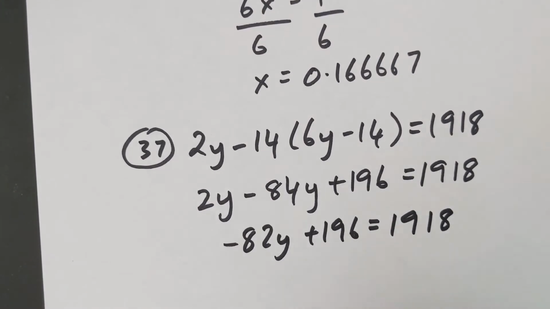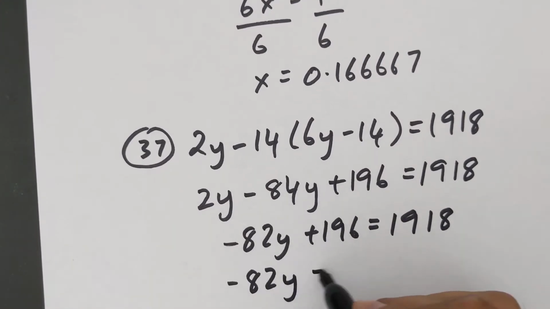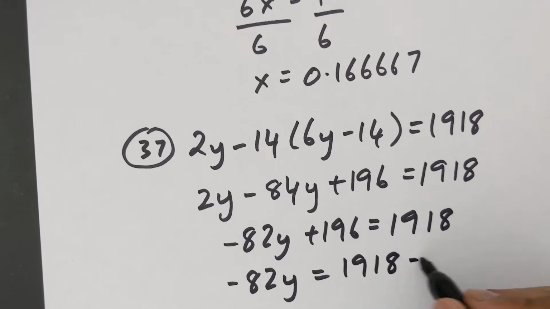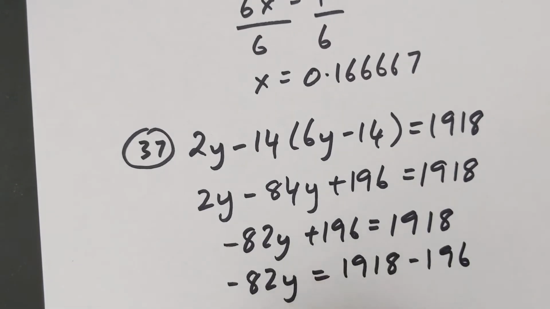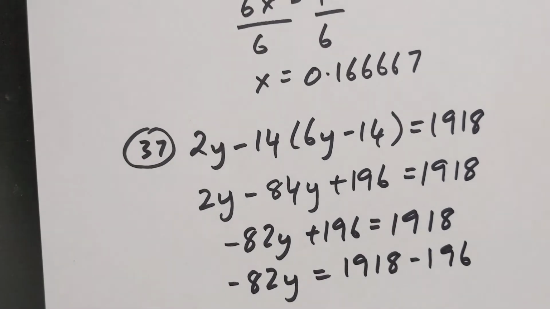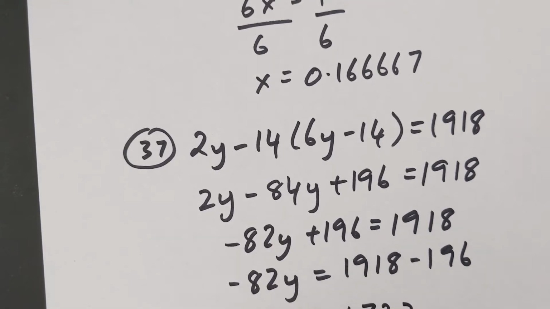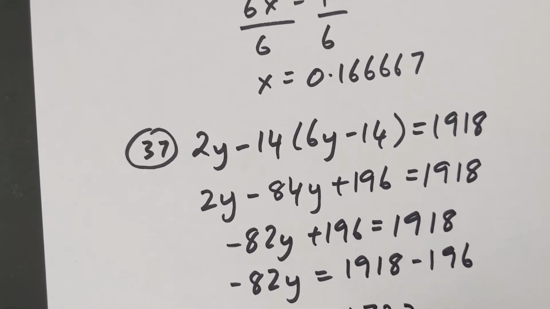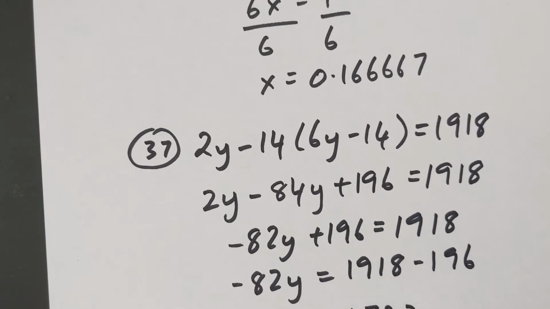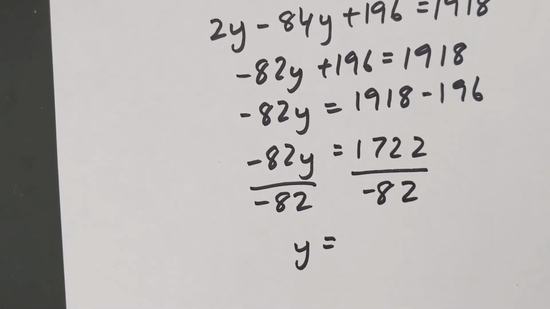I'm going to move this to the other side. So negative 82y equals 1918 minus 196. So 1722, and then I divide both sides by negative 82. I get y equals negative 21.